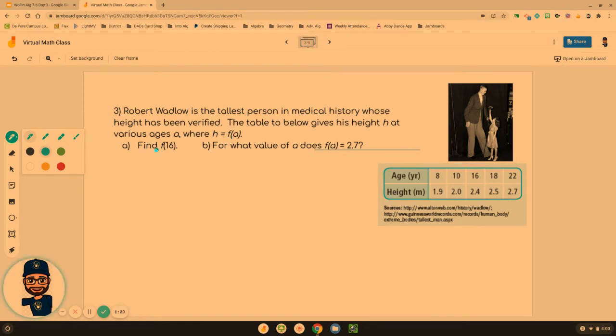So this first question, when they're asking us to find f of 16, if you look at the way that this is written, 16 is the actual a value. So what is his height? His height is the question mark at 16 years old. What would his height be? If I go to the table and look at 16 years of age, his height would have been 2.4 meters.